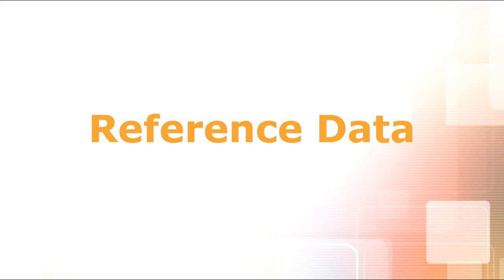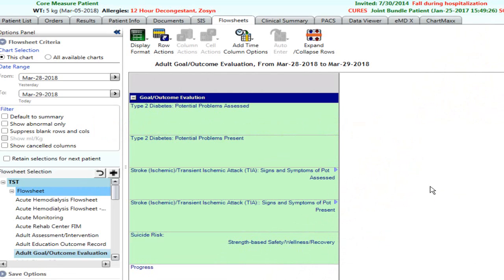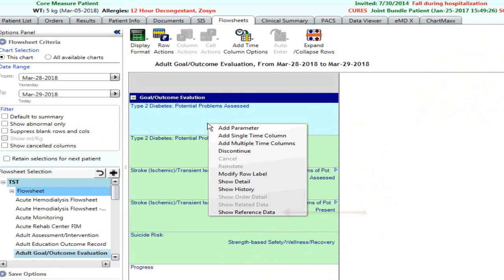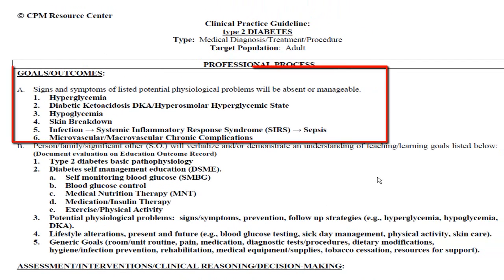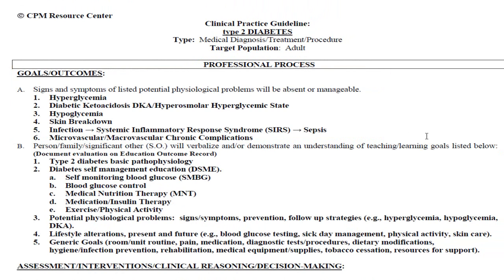You may access reference data at any point while on this flowsheet by right-clicking on any green parameter. In the menu, choose the Reference Data option, and here you will be able to access the CPG, or clinical practice guideline, used. Letter A has to do with the Goals and Outcomes flowsheet specifically, and here is where you will document against the signs and symptoms of a listed potential problem that will be absent or manageable. And this concludes our education for today.